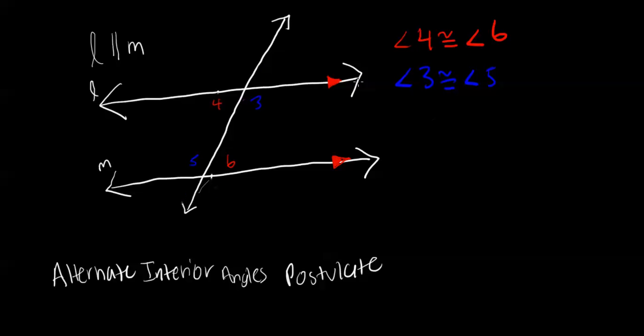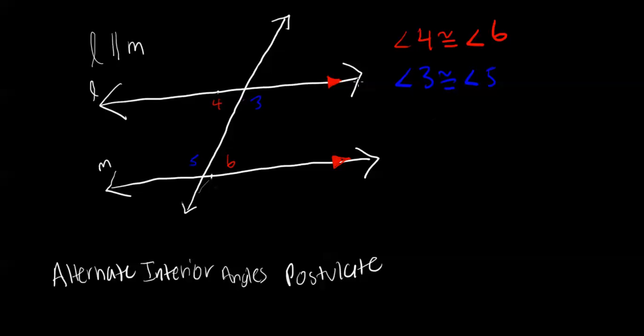The next concept we're going to look at is a theorem, the alternate interior angles theorem. If a transversal intersects two parallel lines, then alternate interior angles are congruent. So here we can see again that line L is parallel to line M, and we have the transversal intersecting the two lines.